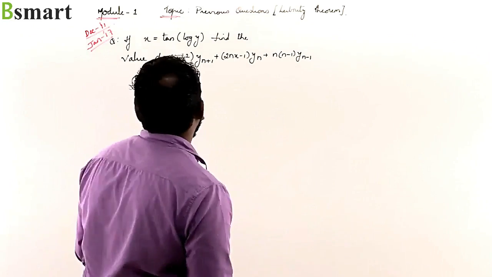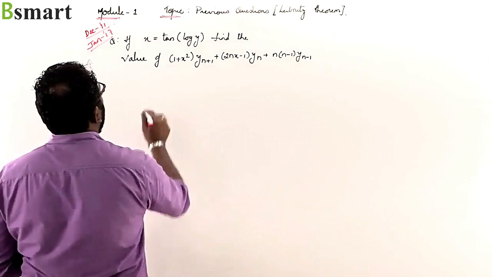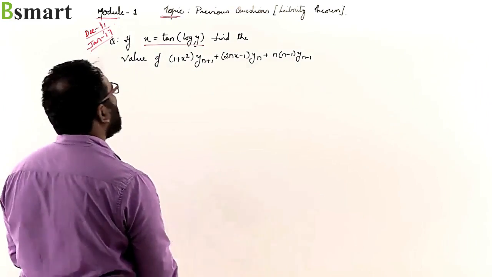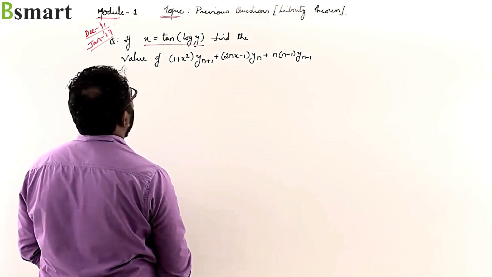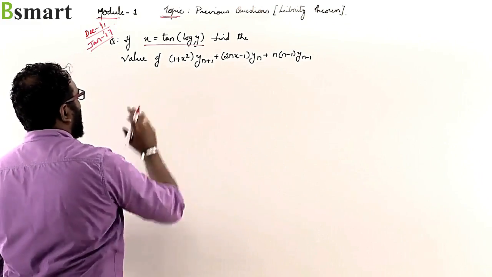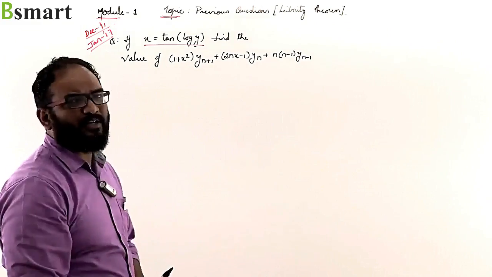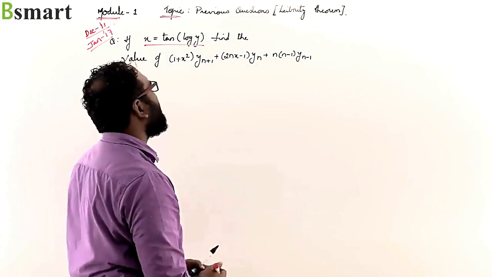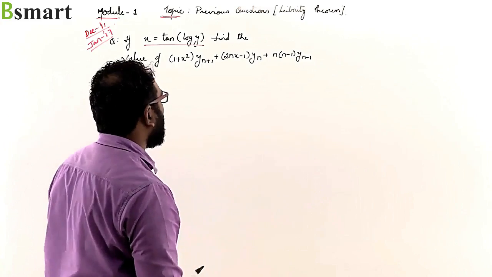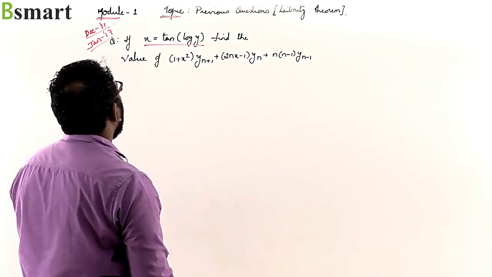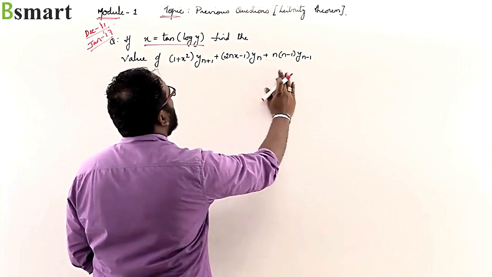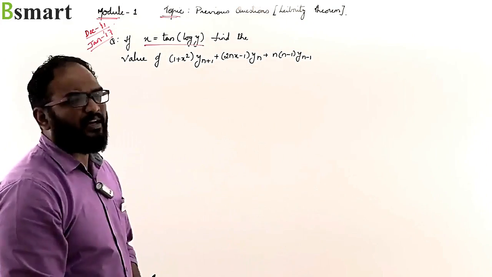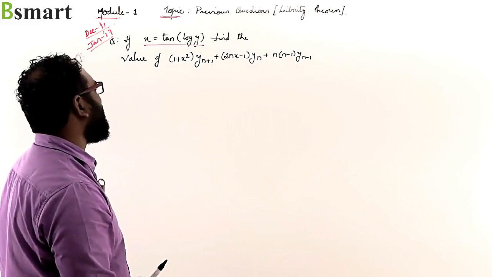Now consider the function y is equal to tan of log x, and he is asking us to find the value of (1 plus x square) into y(n+1) plus (2nx minus 1) into yn plus n into (n minus 1) into y(n-1). Now, in order to get this value, we will be applying the Leibniz theorem for the nth derivative of the product of two functions.